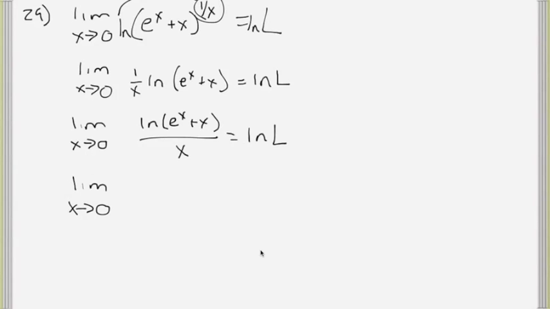So now the derivative of the top: the derivative of ln is 1 over stuff, chain rule, times the derivative of stuff. Don't forget about your chain rule. Since it wasn't just ln of x, it was ln of lots of stuff, we need to multiply by the derivative of all that stuff, divided by the derivative of x, which is 1.